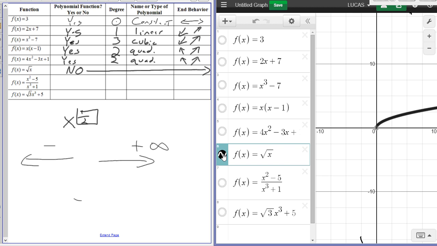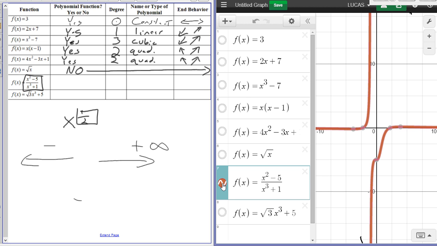So the next one, x squared minus 5 over x squared. This is a rational one. If we graph it, okay, you can see we're going to have an issue right here at -1, where we're not going to have any values, and we're going to have a hole in our graph. So that's not a polynomial.